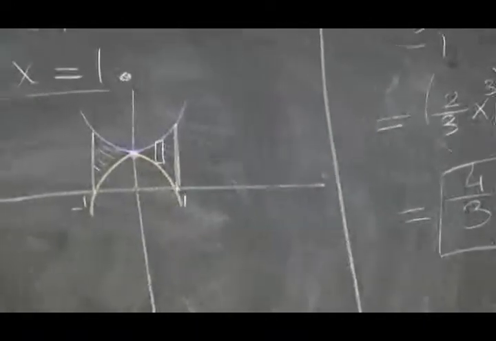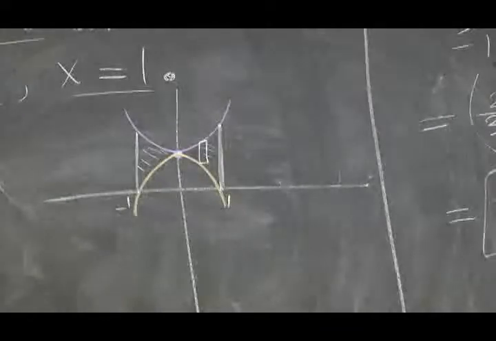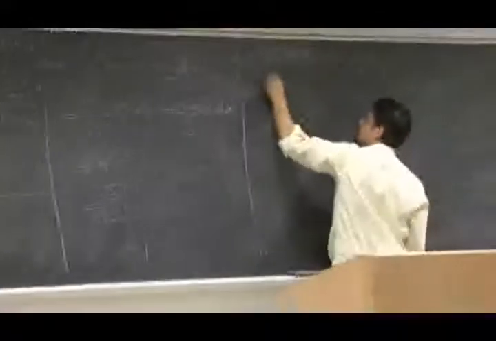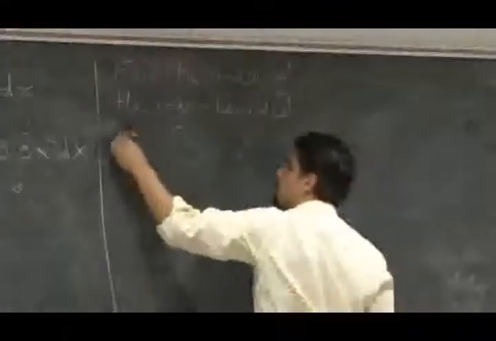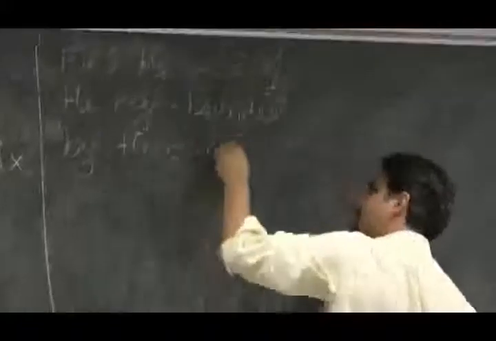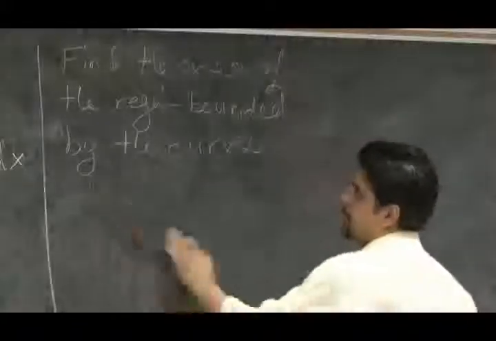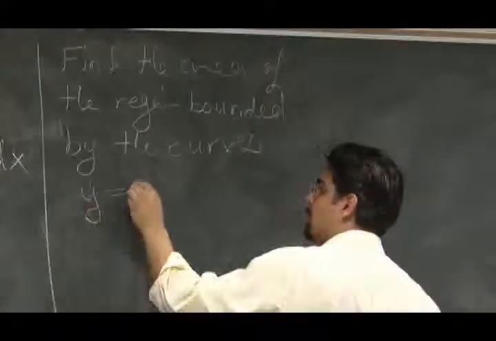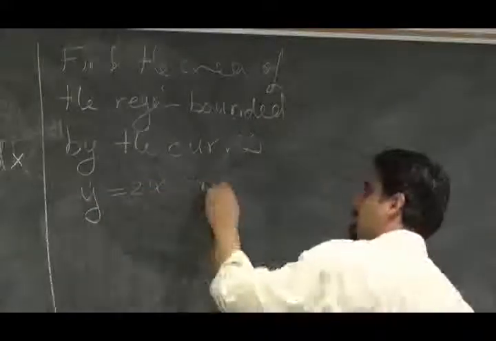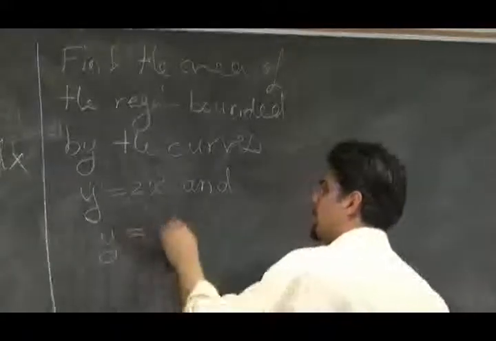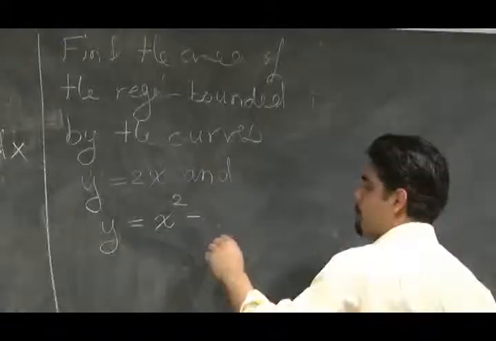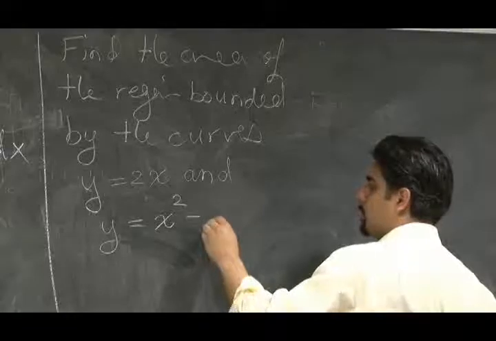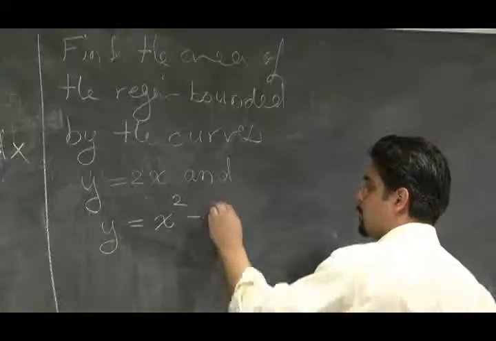Let's look at another one. Find the area of the region bounded by the curves y equals 2x and y equals x squared minus 8.